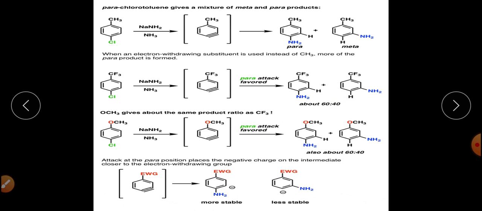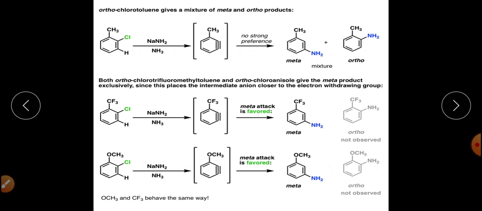When the OCH3 group is present at the para position to the leaving group, again you are getting this particular benzyne, and in that case you are also getting the para product in comparison to the meta attack, right? So this is the electron withdrawing group, and because of this reason it is the direction of formation of benzyne, and according to that direction the product will be synthesized.